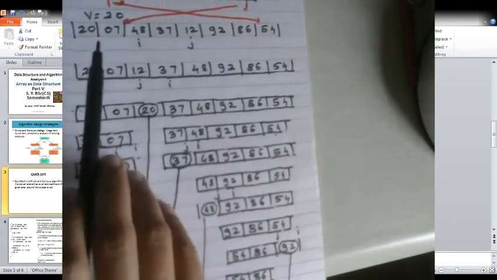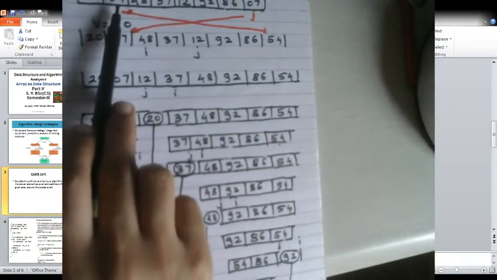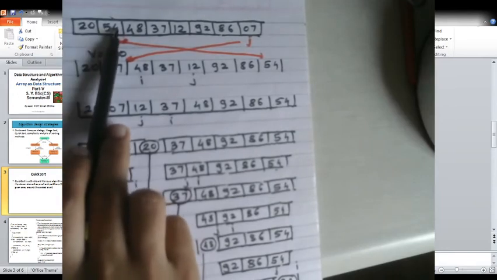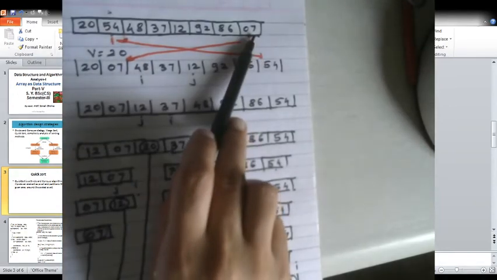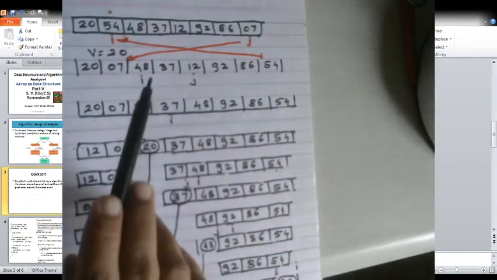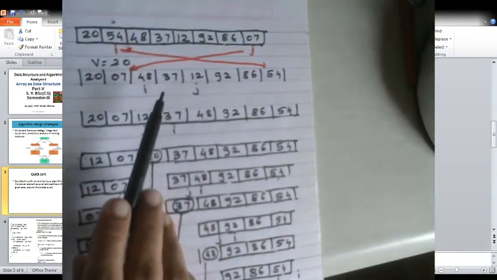See, this is your array. Consider this as the pivot point. i finds the element greater than this pivot point, and j finds the element less than the pivot point from the other side. Then swap i and j. Here maintain the two conditions. If i is less than j, then swap these two.